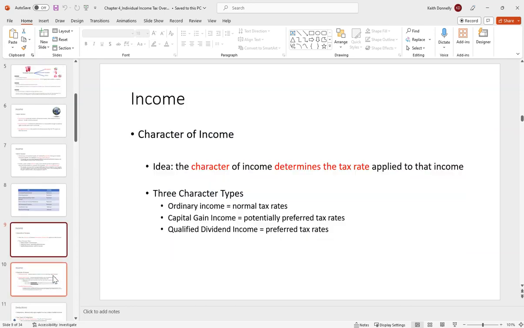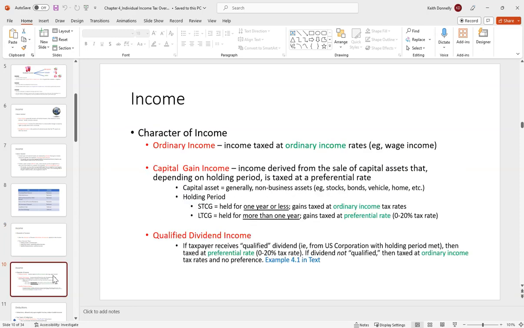So we're talking about income. We realize it, we recognize it. However, once it's recognized, we put it on the tax return, not all income is created equal. So we need to distinguish the different types or characters of income. Specifically, we have ordinary income, which is taxed at normal rates. We have capital gain income, which is potentially taxed at preferred rates, depending on the holding period. And then we have qualified dividend income, which is taxed at preferred rates. And there's a holding requirement for that as well.